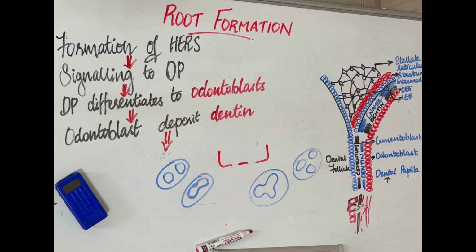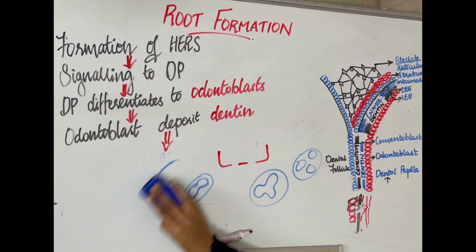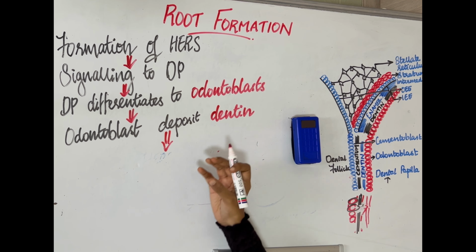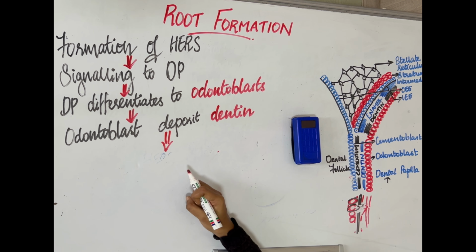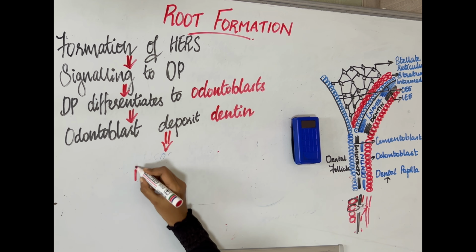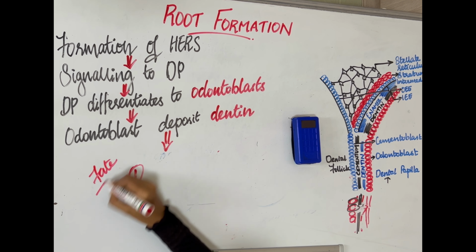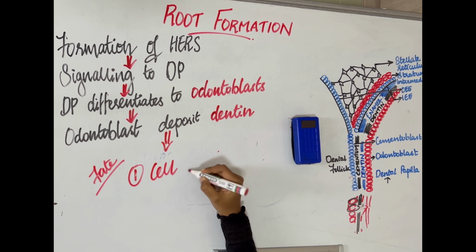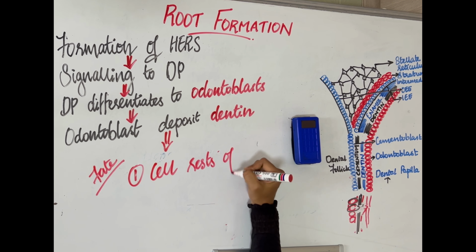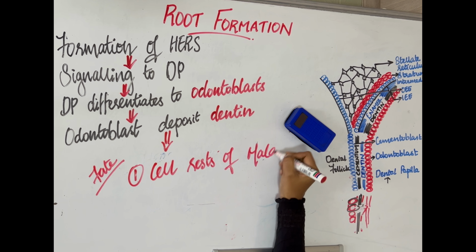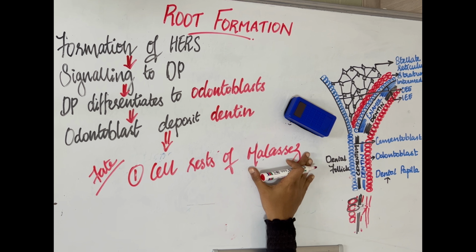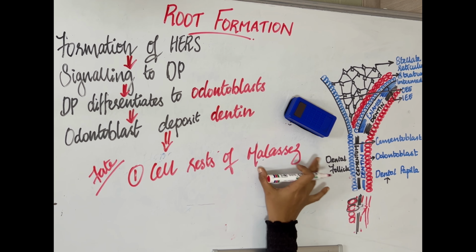Now we have to see what the fate of Hertwig's epithelial root sheath is. So first fate is, as these cells undergo degeneration, there will be some remnants of cells remaining. They will be entrapped in the periodontal ligament, and they are called cell rests of Malassez. They are dormant cells, and they may give rise to pathologies like cyst or tumor in future.